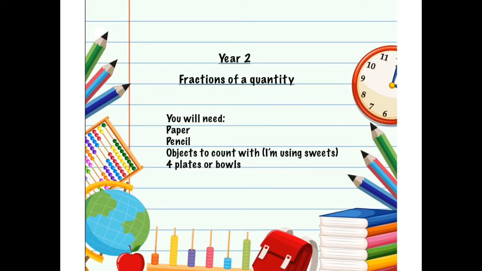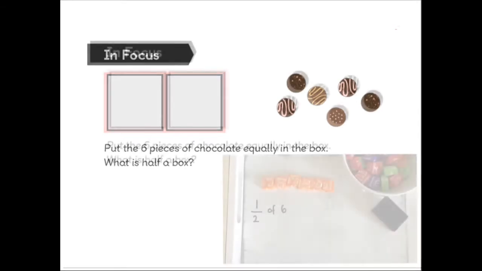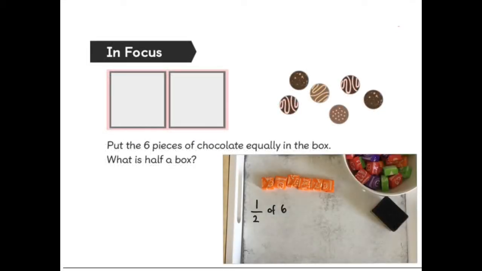To start with, we've got a challenge. Here is your challenge. Can you put the 6 pieces of chocolate equally into the box? What is half of one box? Let's have a look at this challenge together. We want to find half of 6. I'm using sweets instead of chocolate, so you could use pasta, raisins, whatever you can find at home to use.